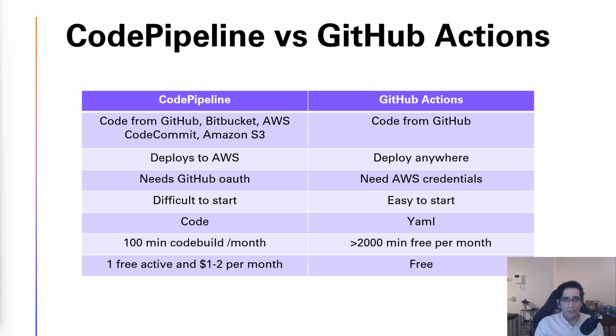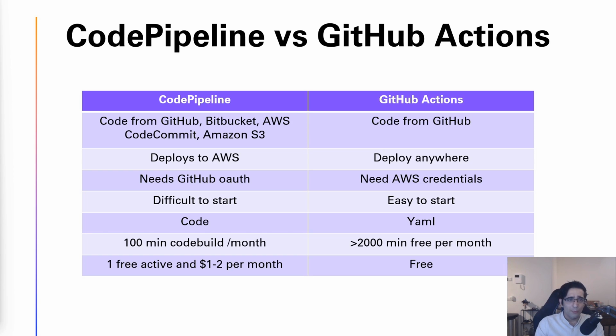Every pipeline after that costs $1 or $2 a month, depending on the encryption key and the pipeline that you're using. So if we compare these to each other, you would say GitHub Actions is probably the easier pick in this choice, but there are some cases where you can use CodePipeline. Think about when you don't have code on GitHub and also not on GitLab, because GitLab also has their own runner. Then CodePipeline is an option.